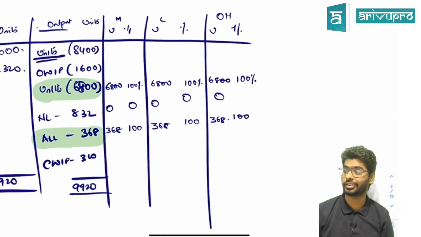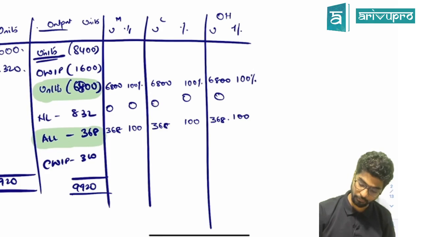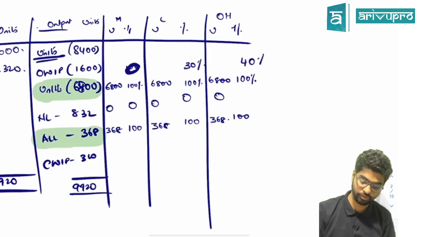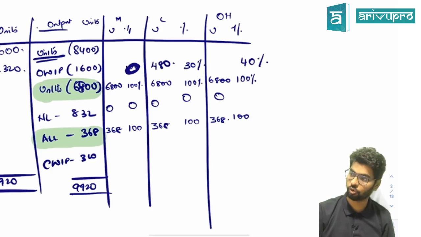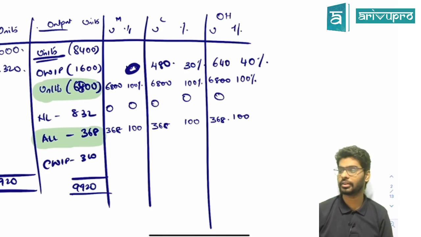So my opening material will be 100. So this year completion will be 0. Here it will be 30%. Here it will be 40%. That will be 480 and 640. Are you clear?